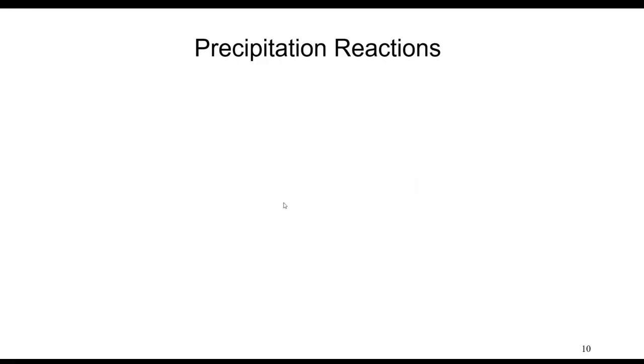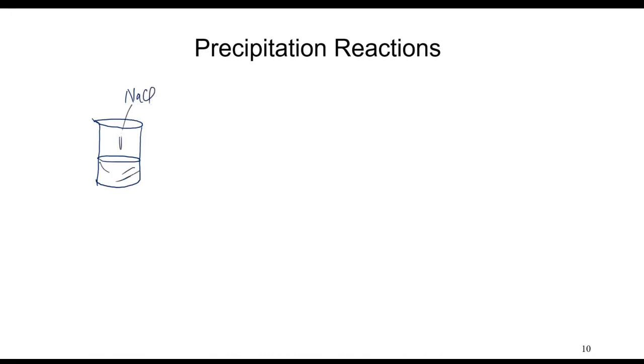Next is precipitation reaction. Precipitation reactions are the most important part in chapter number 4. Before going to discuss these reactions, let's discuss one example here. If I prepare a solution of NaCl, now today we shall discuss only NaCl. NaCl is easy to find in our kitchen.